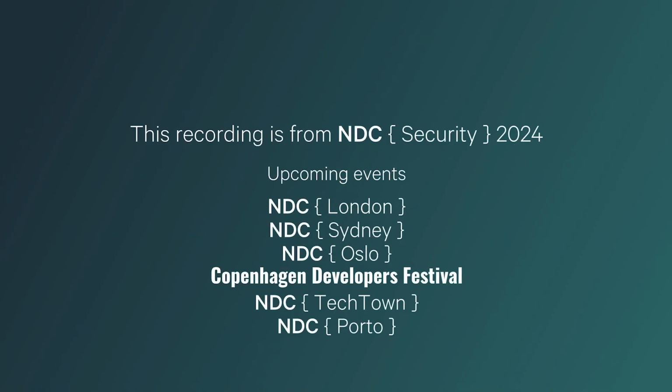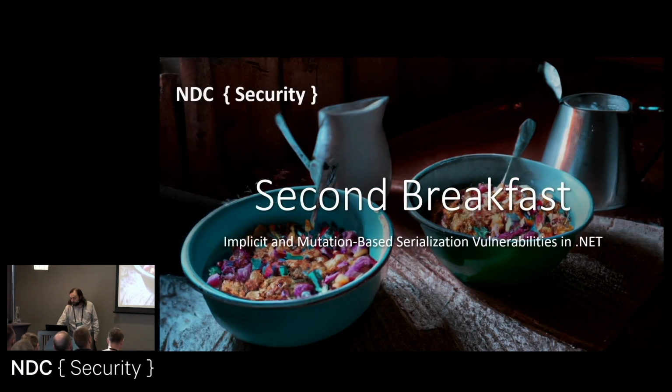This is Second Breakfast, Implicit and Mutation-Based Serialization Vulnerabilities in .NET.